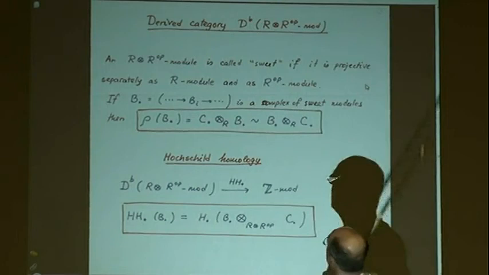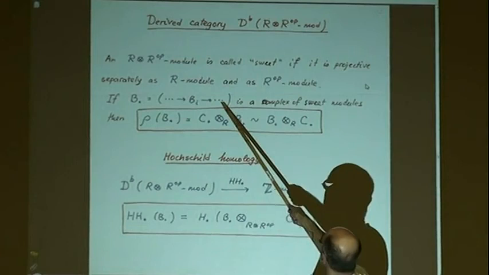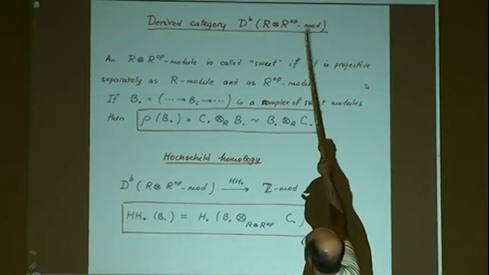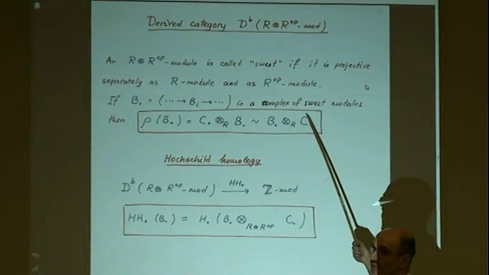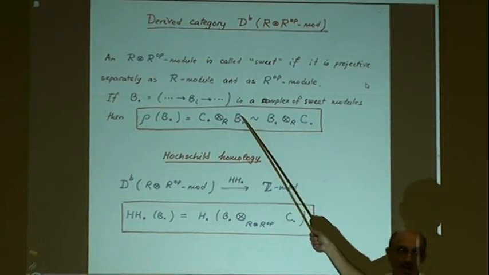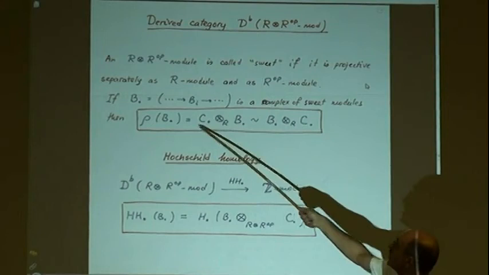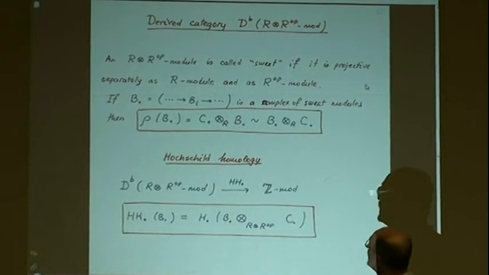So what is sweet about them? If you have a complex of those sweet modules, then its projective resolution, these are bimodules, can be achieved by tensoring with this thing on one side or on the other side. So this picture exactly reminds you of the Kauffman bracket. You take the tangle, the bimodule of the tangle, and put something on top or at the bottom. So this thing matches the projector.